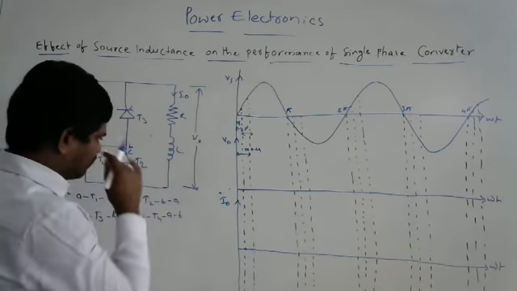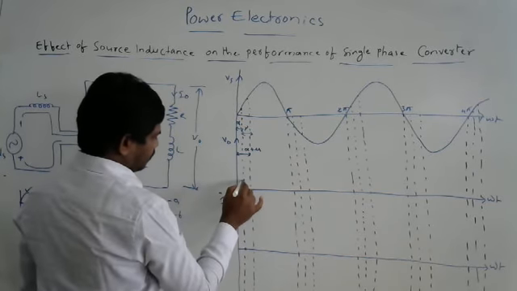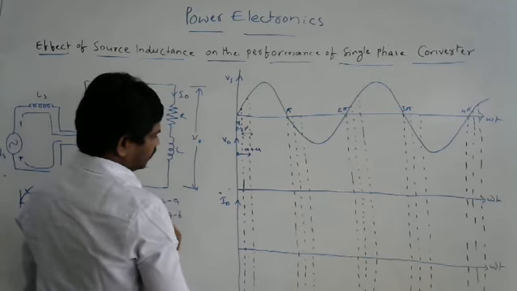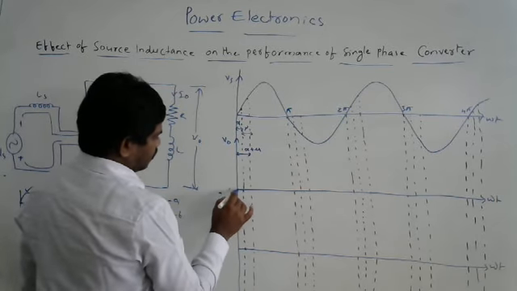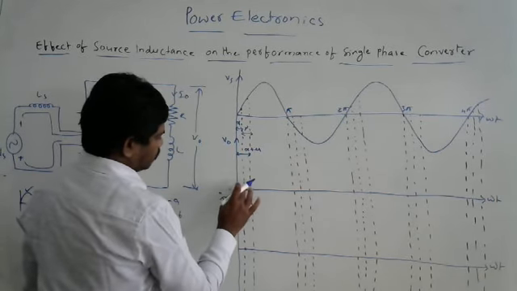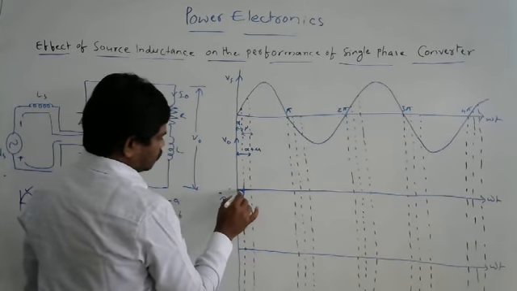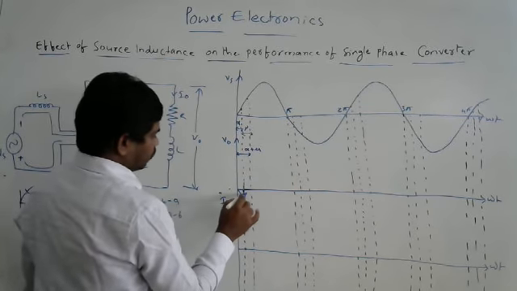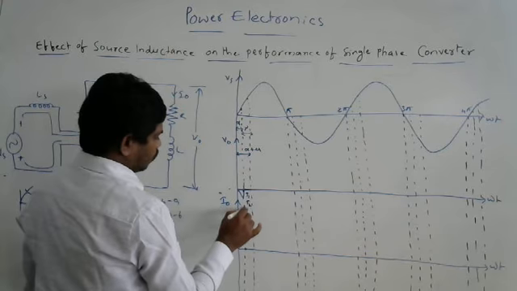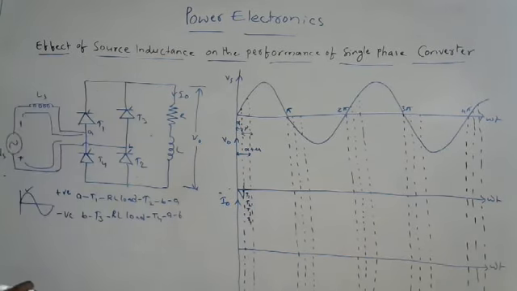Next we'll see the operation. Okay, see, this is my alpha. From alpha only, the operation is going on like this. Look at this. During this period, the overlap angle period, all four thyristors T1, T2, T3, T4 are conducting.